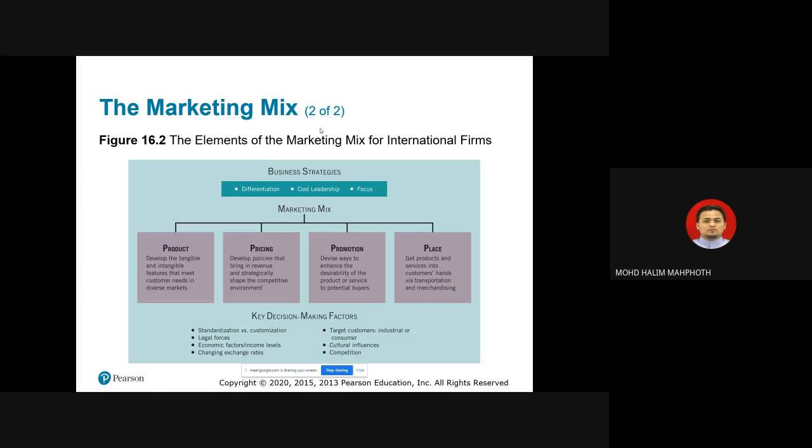How about the consumer product? Consumer product is something that is easily understood by the consumers, like the instant noodle itself. You just read the step by step.